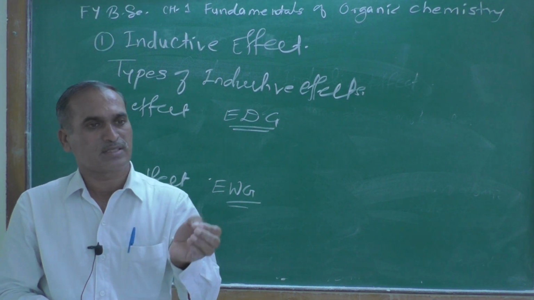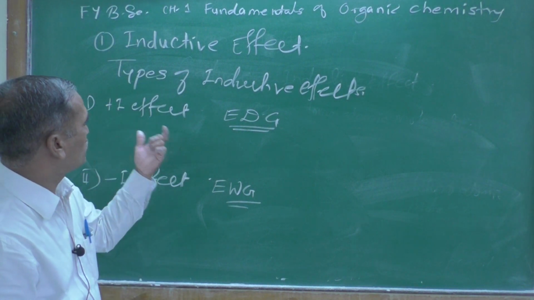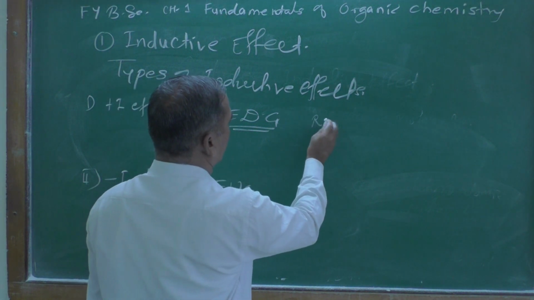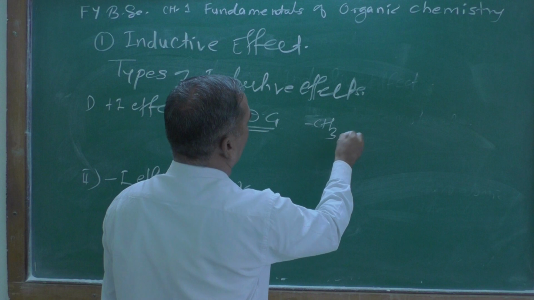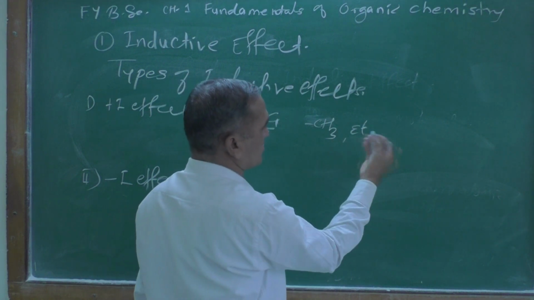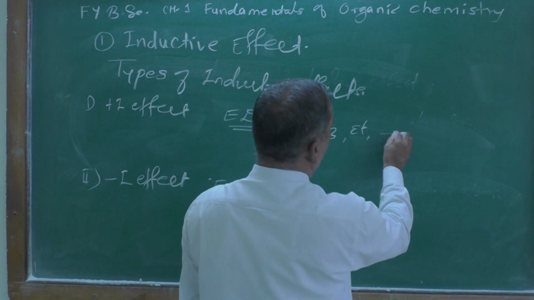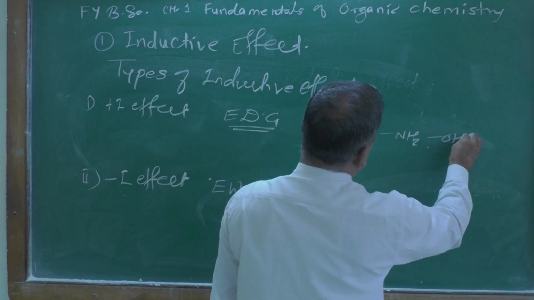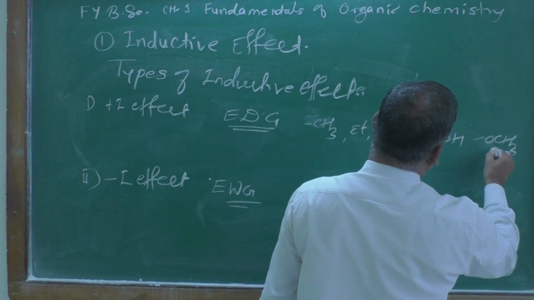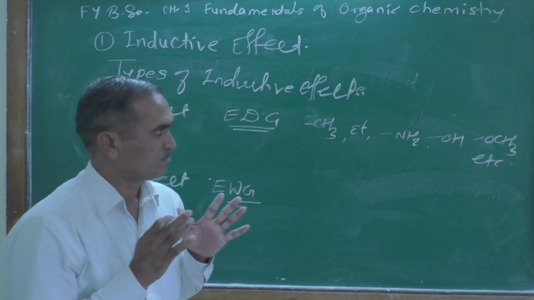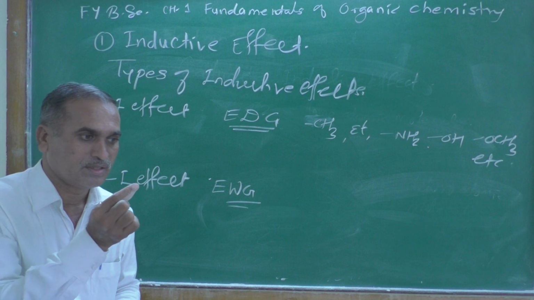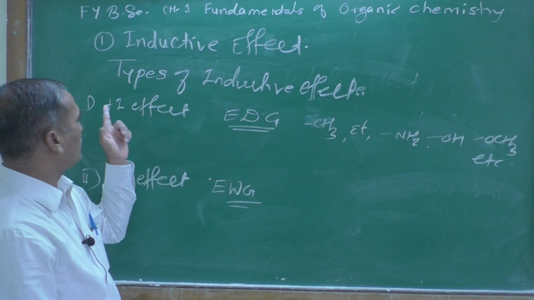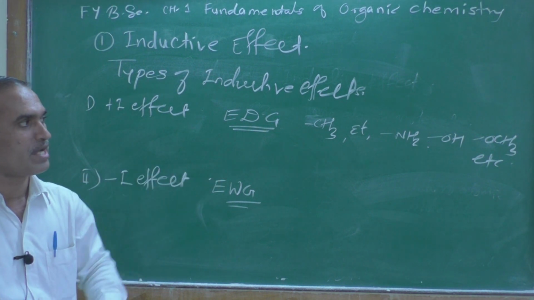Now let us look at some examples which exert the plus I inductive effect. For example, R means an alkyl group, such as a methyl group, ethyl group, Et means ethyl group, CH2CH3, or NH2, then OH, OCH3, etc. These groups or atoms exert the plus I inductive effect.